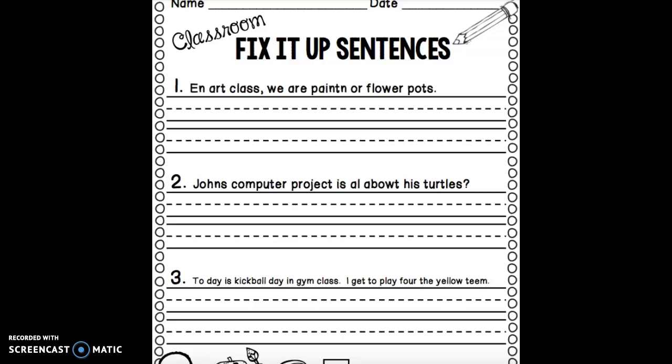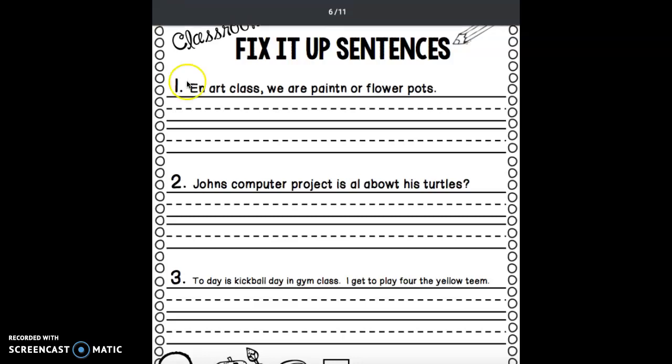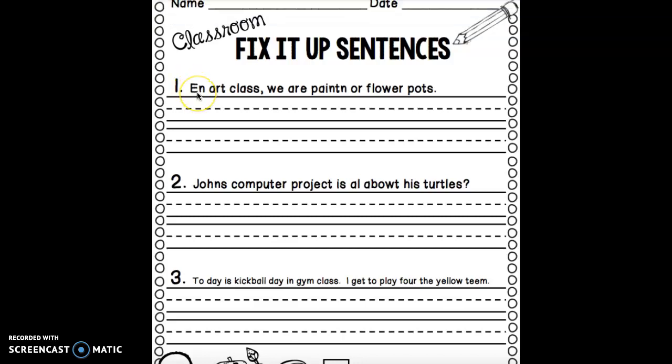For this work on writing activity, you are going to use your good writer checks to fix these sentences. Number 1 says, in art class, we are painting our flower pots. Use your good writer checks to fix these sentences.